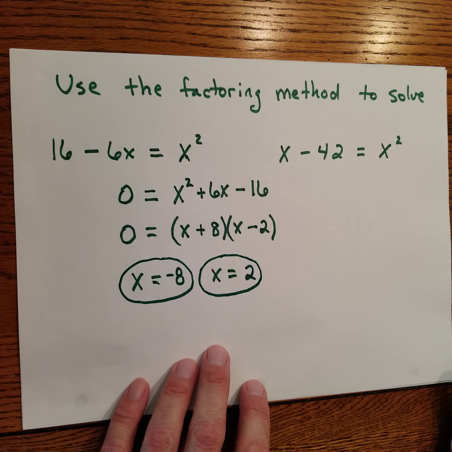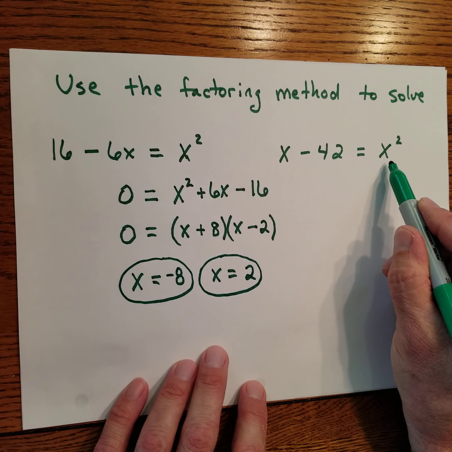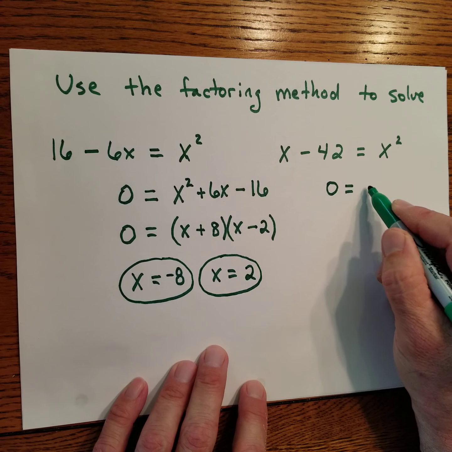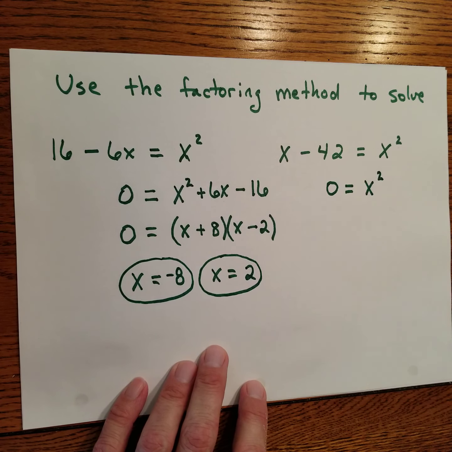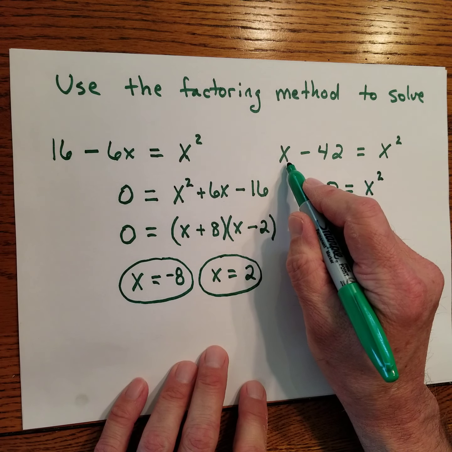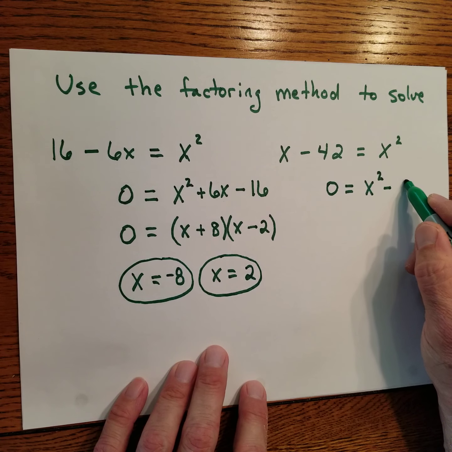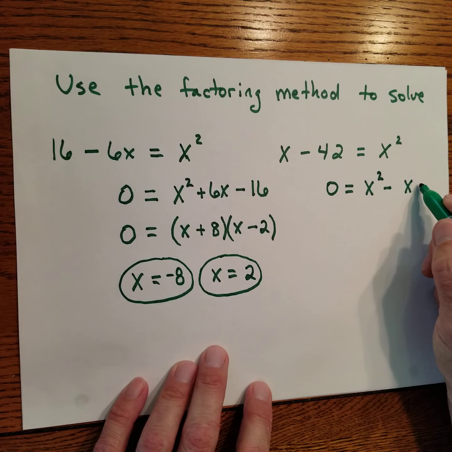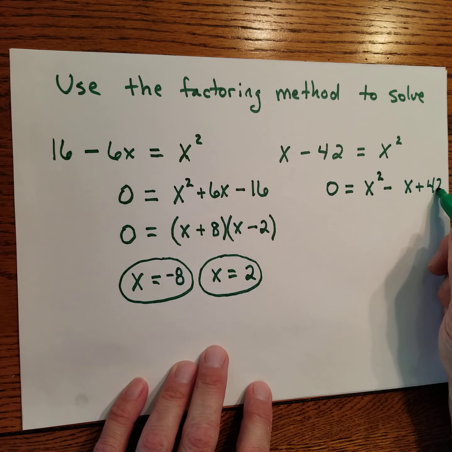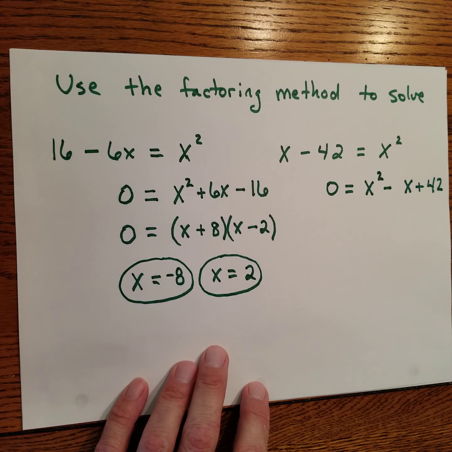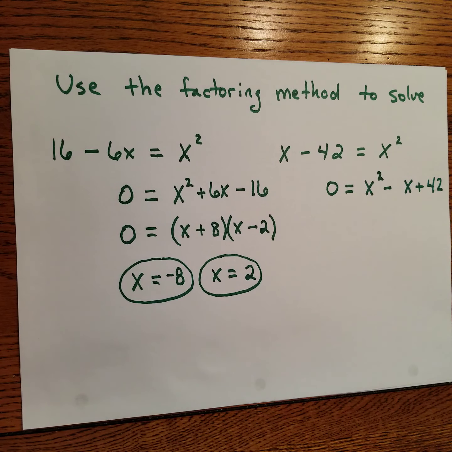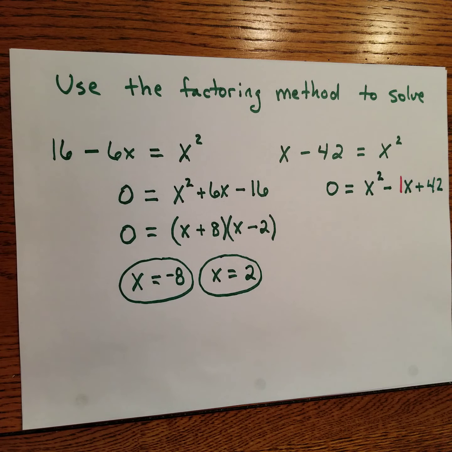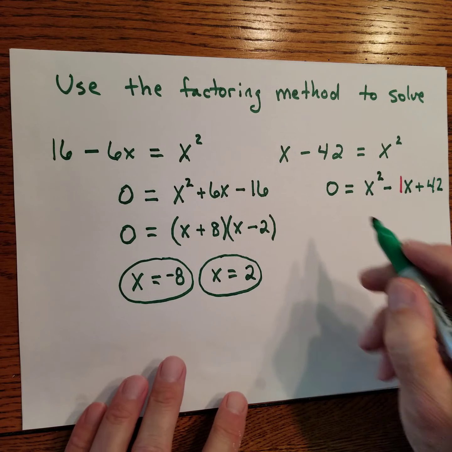Let's try that again. Our job is to solve. It's quadratic, so we'll set it equal to 0. I like my x squared positive. Let's move this positive x to this side of the equal sign where it's a negative x, and move this negative 42 to this side of the equal sign where it's a positive 42. Now I notice that this x does not have a number in front of it. Let's put a 1 there. And we'll try to factor.